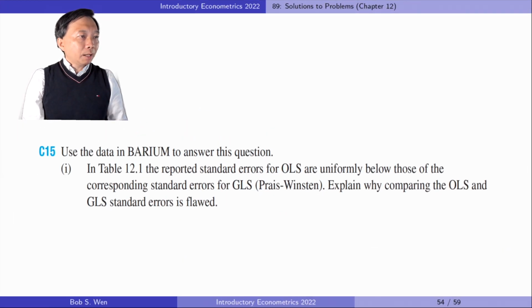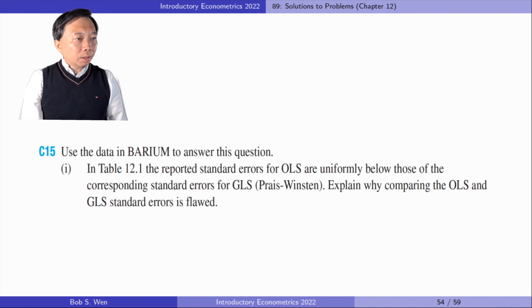Let's do computer exercise 15. In part 1, in table 12.1, the reported standard errors for OLS are uniformly below those of the corresponding standard errors for GLS, Prais-Winsten. Explain why comparing the OLS and GLS standard errors is flawed.